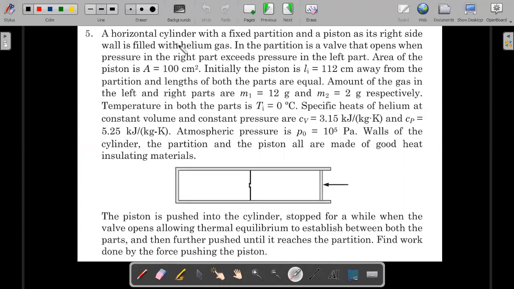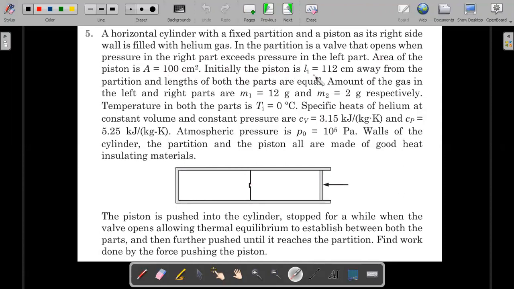A horizontal cylinder with a fixed partition, this one, and a piston as its right side wall is filled with helium gas. In the partition is a valve that opens when pressure in the right part exceeds the pressure in the left part. So if the push from this side is more compared to the push from this side, this valve will open. Area of the piston is capital A equal to 100 centimeters square.